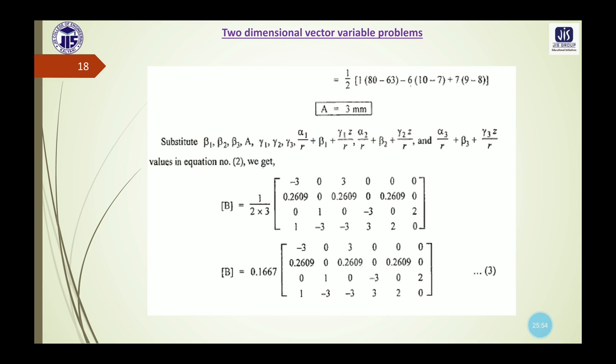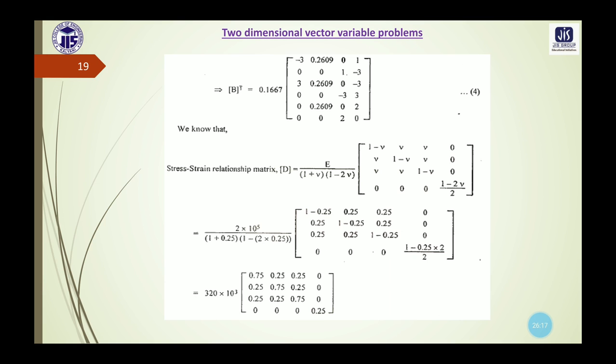Now putting all the required values that we have calculated for the strain displacement matrix B, after several steps we get the final value of the B matrix as 0.1667 multiplied by a 4 by 6 matrix, which is our equation number 3. Next we need to perform the transpose of this B matrix, that is, we need to interchange the rows and columns of this B matrix. So we get equation number 4 as the transpose of the matrix B.